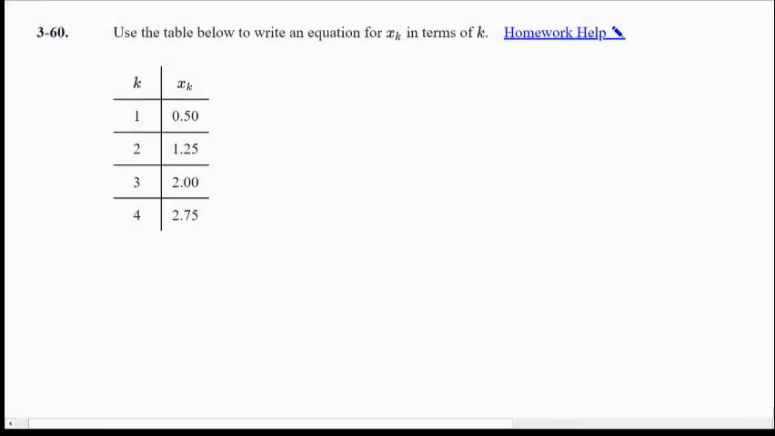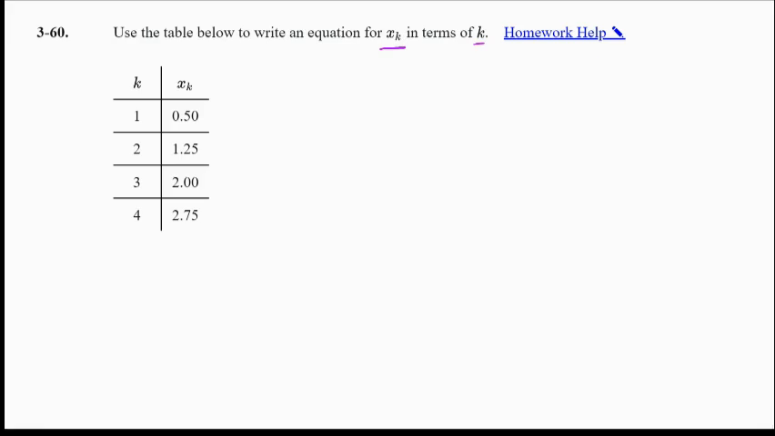Here we're asked to use the table to write an equation for x sub k in terms of k. So a reminder, this is not trying to be super tricky. It's really like an x and y table, right? We're just changing up the variables for a good reason. I hope you know that it's not just to mess with you. This is going to come back to help us later on.